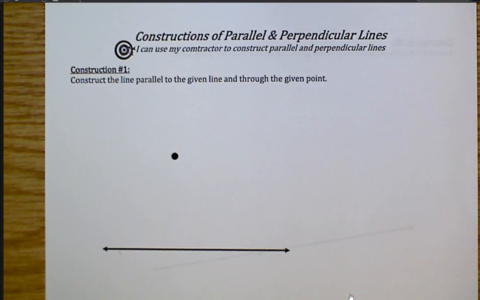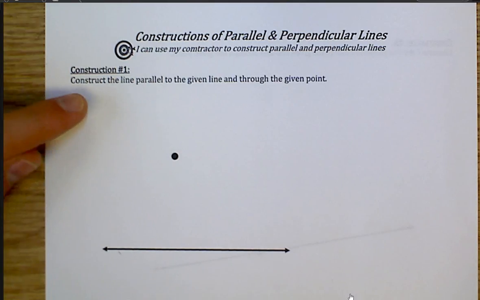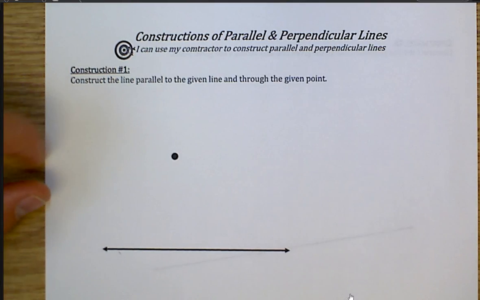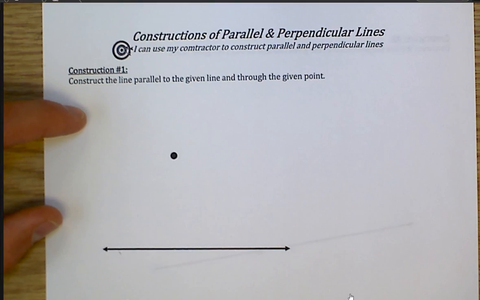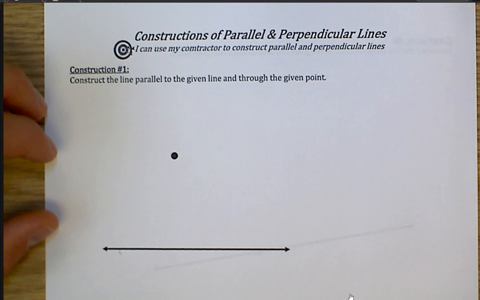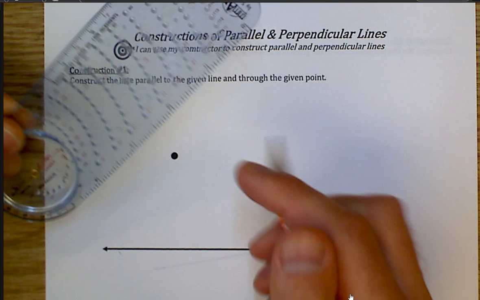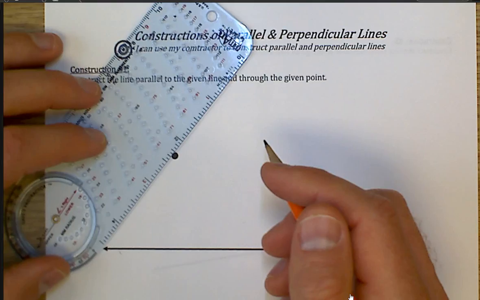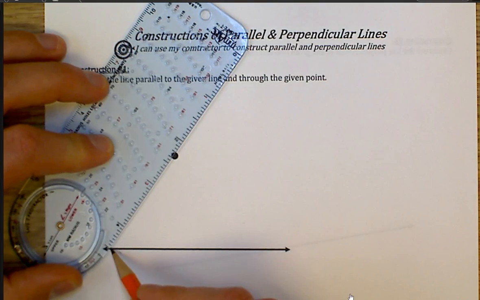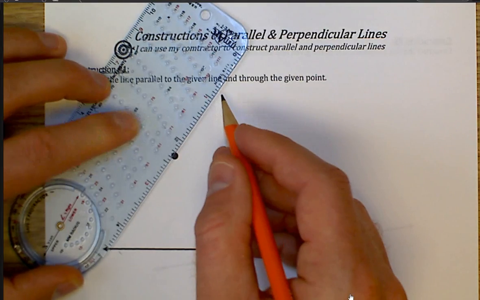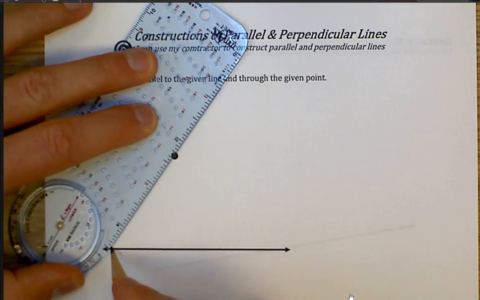The first one is to construct the line parallel to the given line through the given point. You're going to see that this first one is probably the most challenging of the 3, so we'll get started. Step 1 is anywhere on the line, it can be anywhere, you want to start, and you want to go right through the middle of the point, and you're just going to make an angle, okay? So something that looks like that.